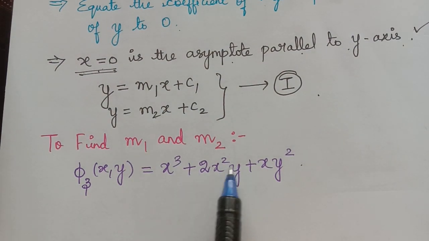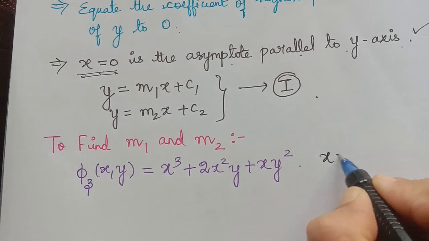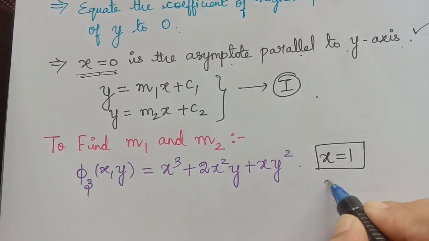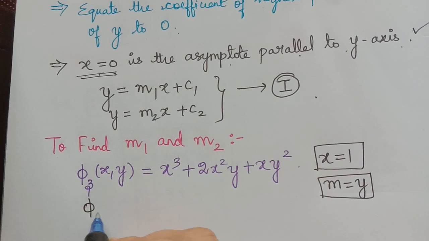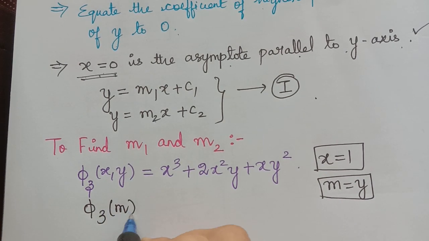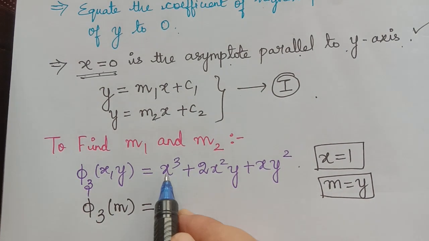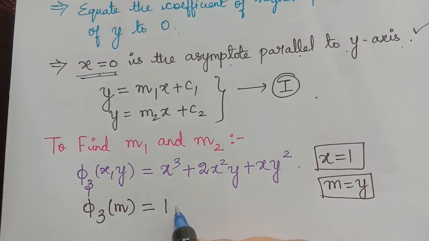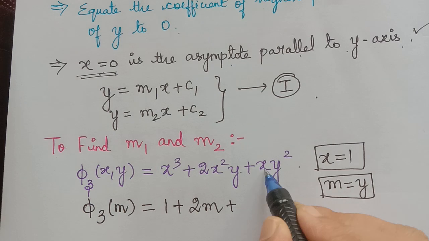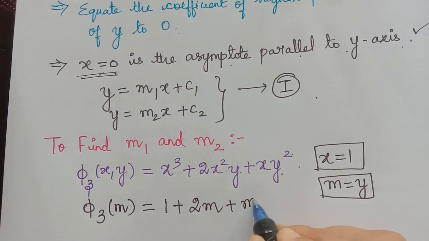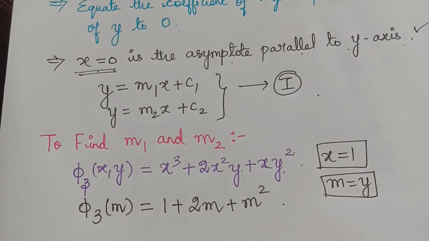Now in this we have to put x is equal to 1 and m is equal to y, so that we get phi 3 of m. So phi 3 of m will be equal to, if you put x as 1, it will be 1 plus 2m plus x is 1. So here you will have m square. So this is phi 3 of m.